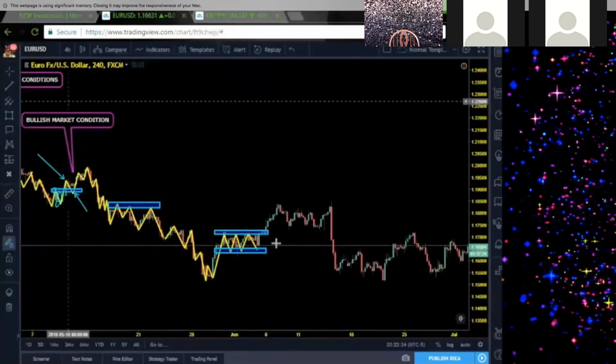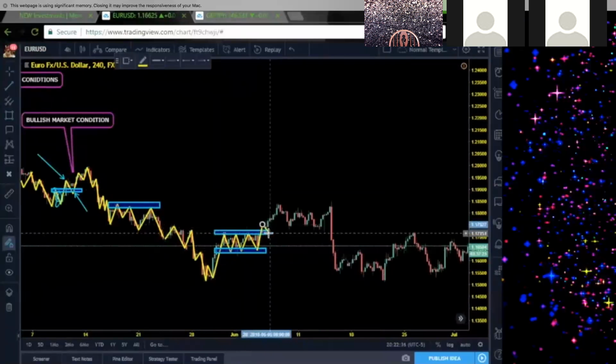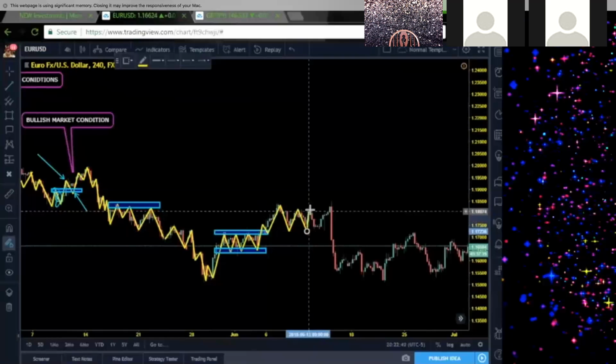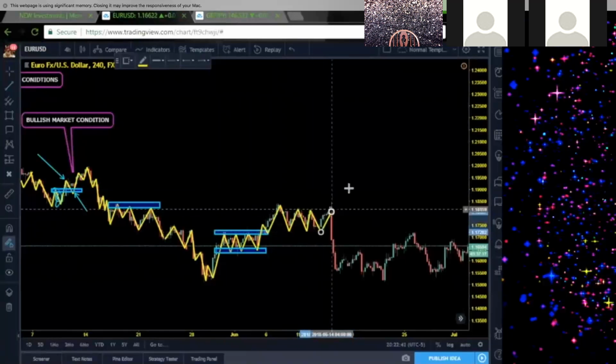And then what's going to happen is we're going to break this consolidation. We're going to retest. And guess what? We're going to go right back into a consolidation. We're not really getting anywhere, guys. The market's not really trending.